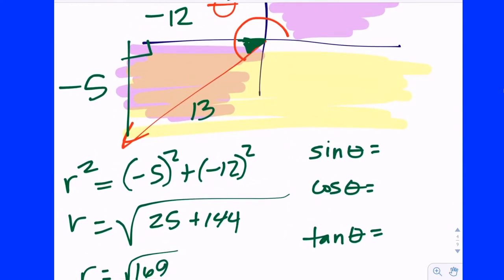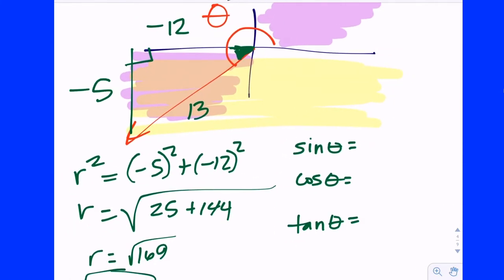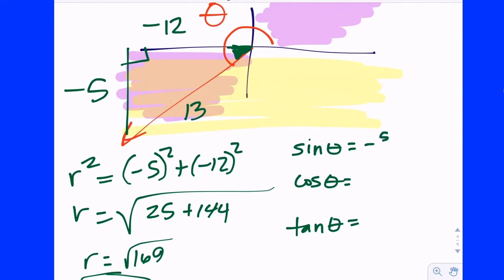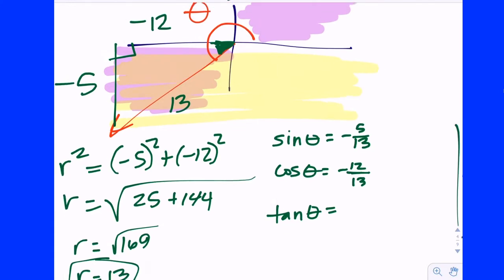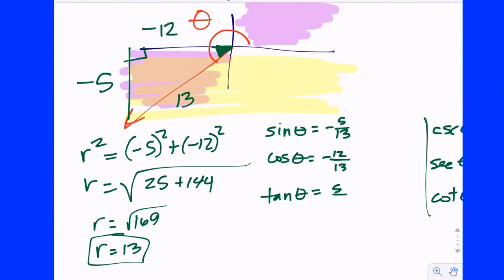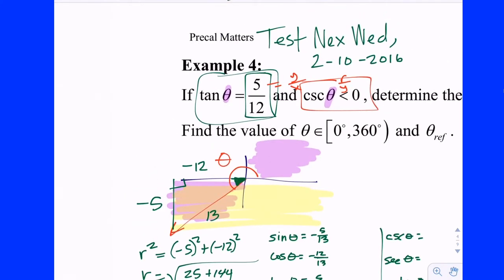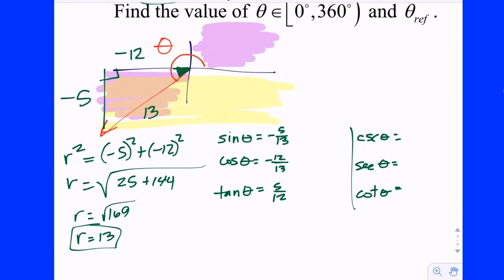Sine is -5 over 13. It's y over r. What's nice is none of the side lengths have a radical in them, so we don't have to worry about rationalizing. Cosine is x over r, so that's -12 over 13. Tangent is y over x, which if you want to verify, that's -5 over -12, which is +5/12. Good. And that's the one they gave us, and we got the same answer, so that's awesome.